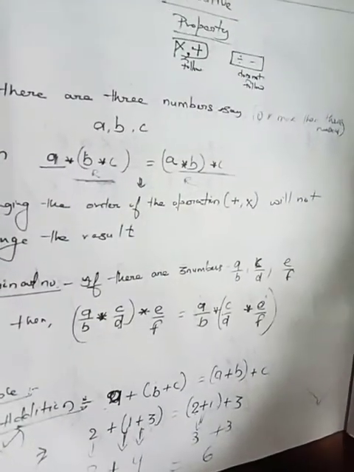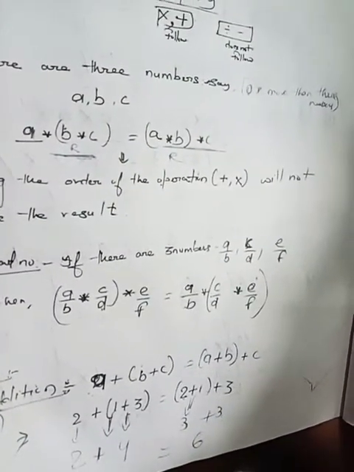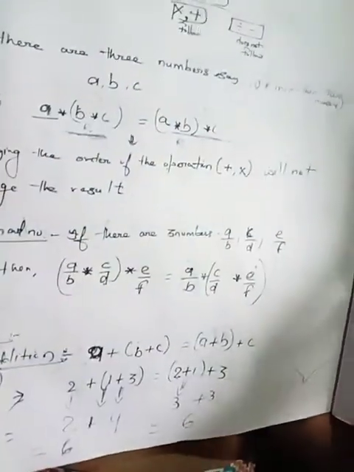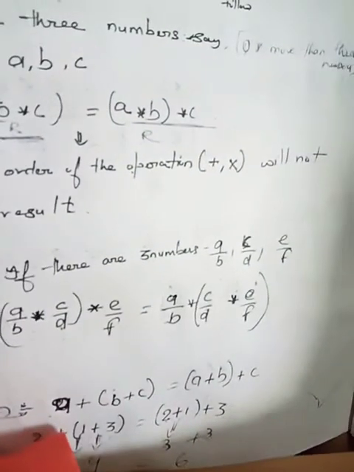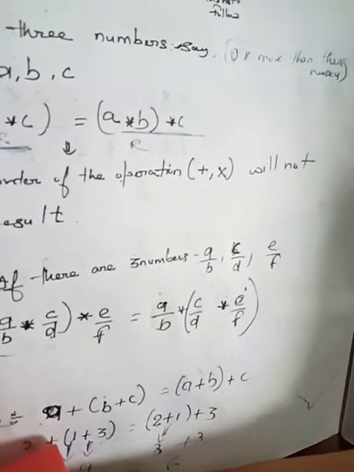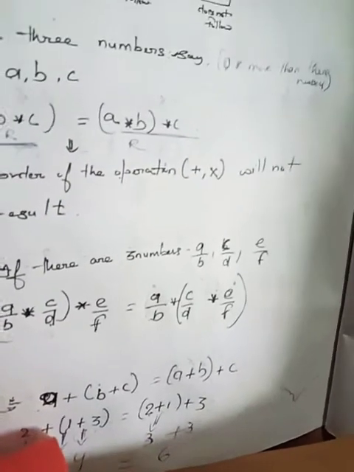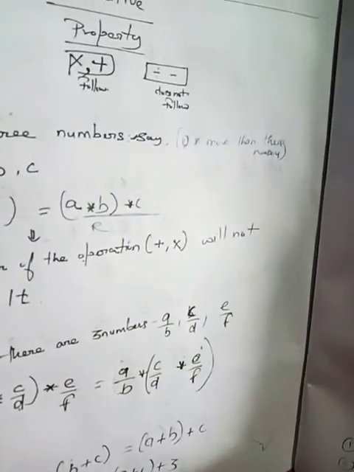And here also we are changing the order of the operation. It means changing the order does not change the result. Whatever order you solve the numbers in, it will not change the result. That's why the associative property is followed by addition and multiplication.